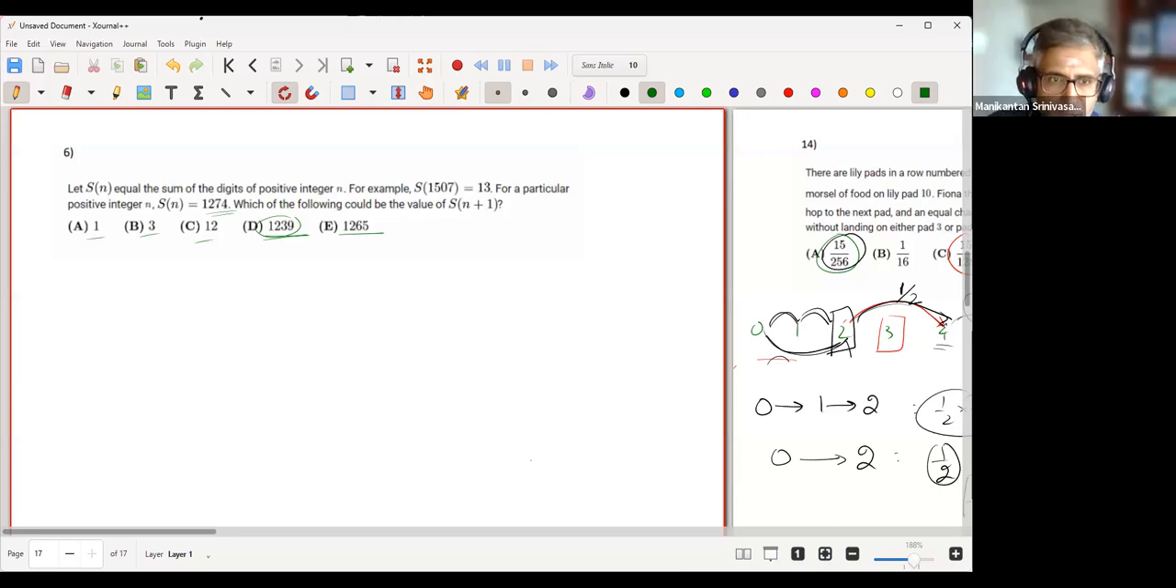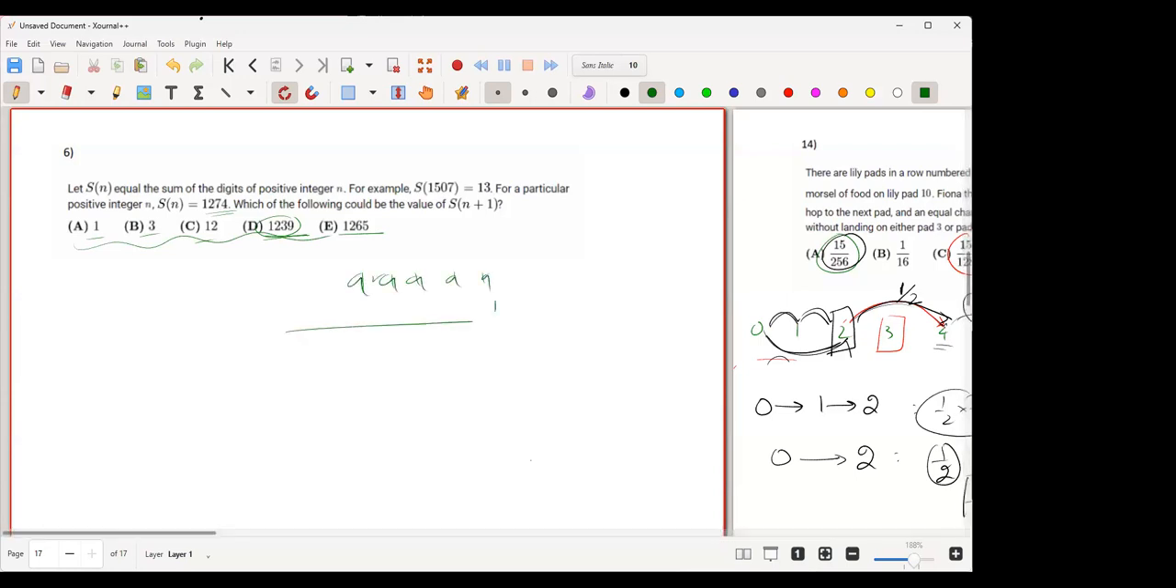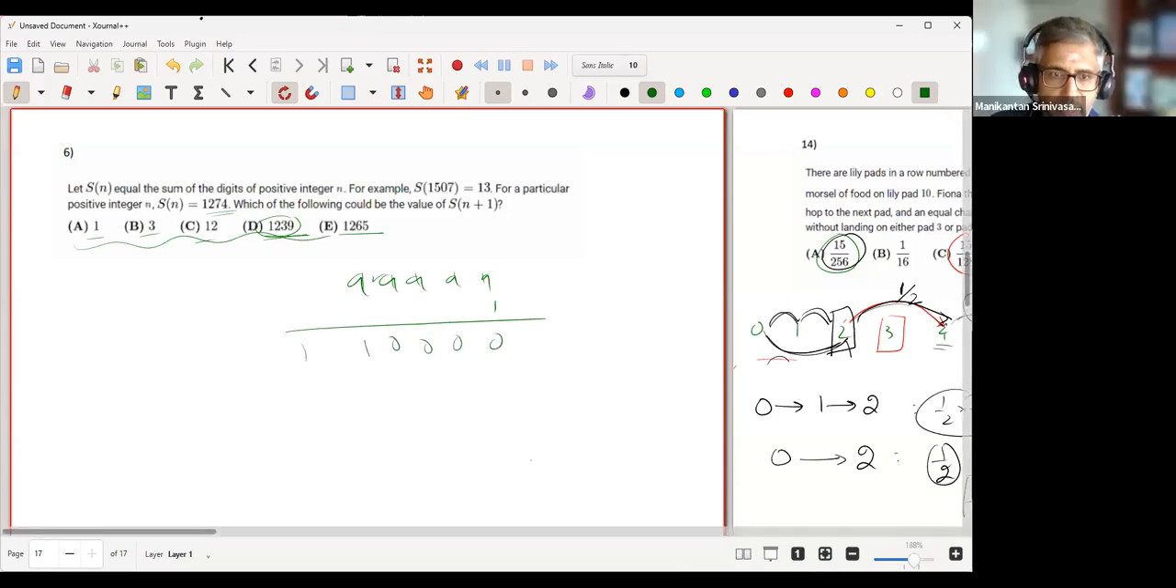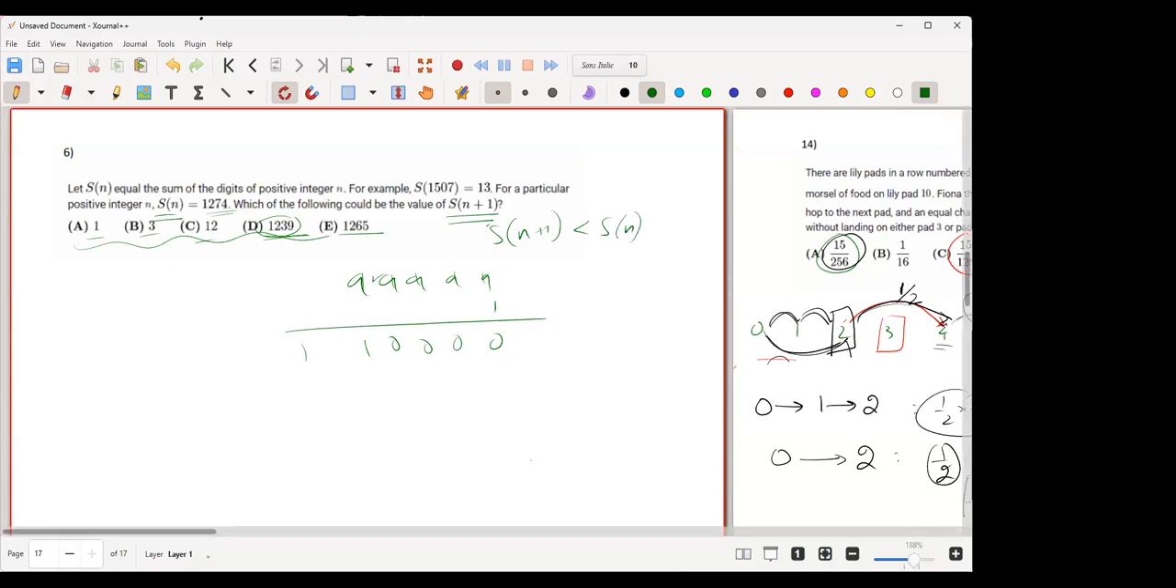So basically you're saying all the options given are less than 1274, which means you're expecting a bunch of 9s at the end. And then when you add 1, you're going to get a bunch of zeros, and therefore S of n plus 1 will be smaller than S of n, right? Okay. Continue, please.